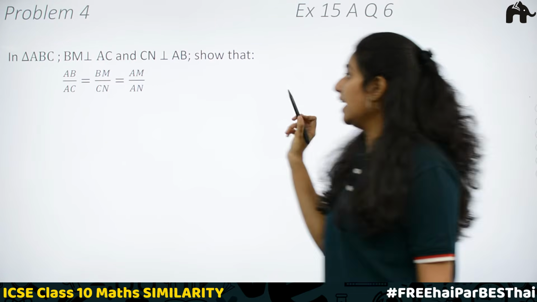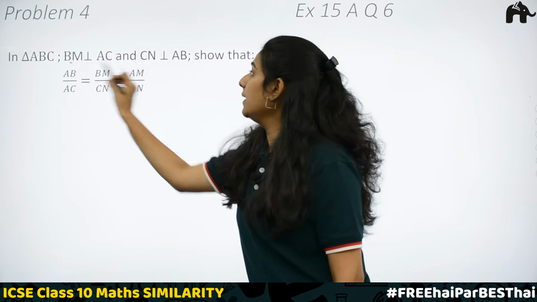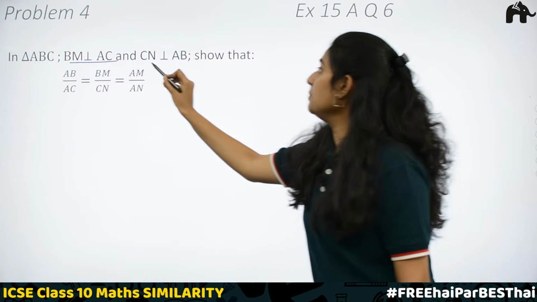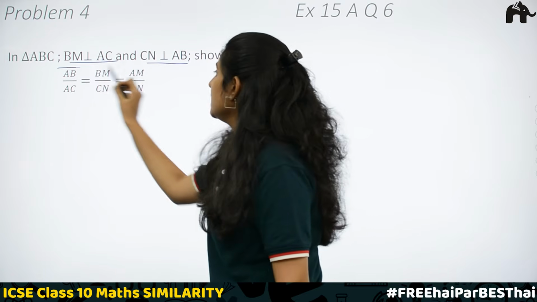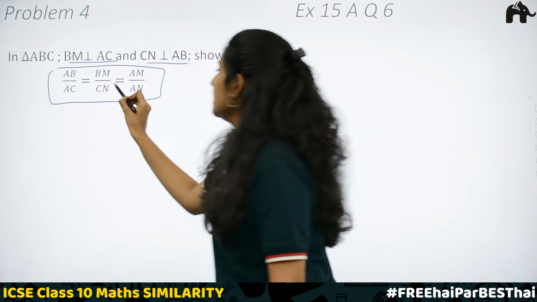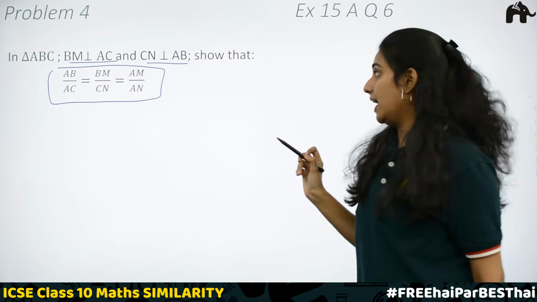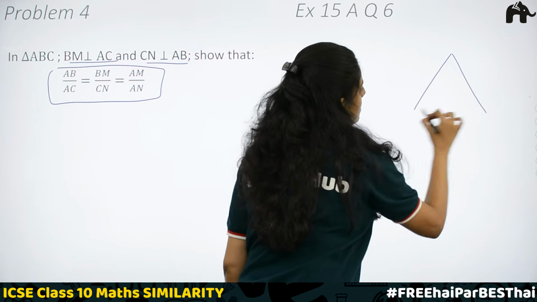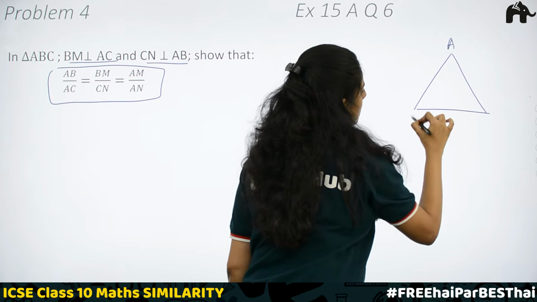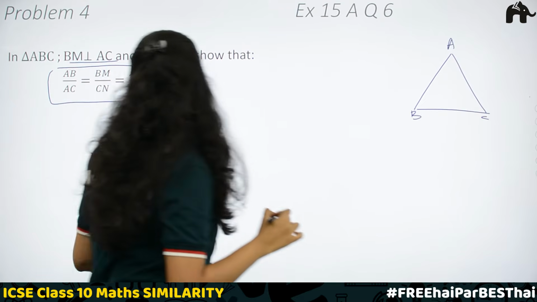In triangle ABC, BM perpendicular to AC and CN perpendicular to AB. Show that AB by AC is equal to BM by CN is equal to AM by AN. Let us take a triangle ABC. This is the required triangle ABC. What else is given?